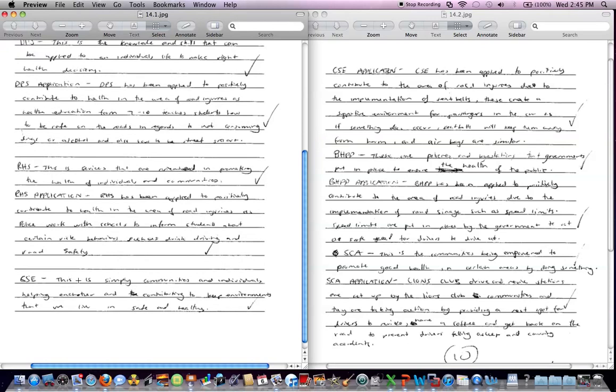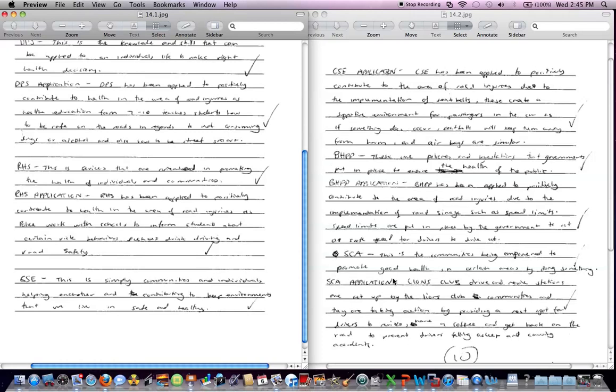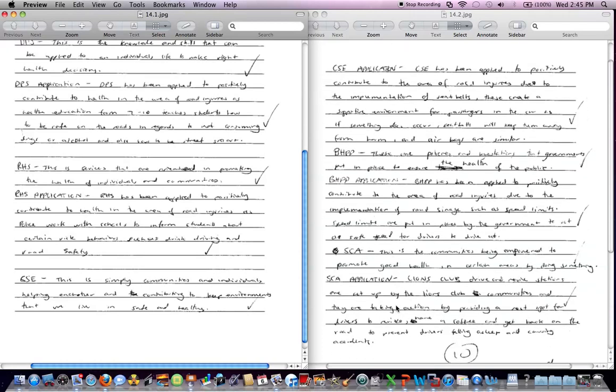Application. Create supportive environments. This is simply communities and individuals helping each other and contributing to keep the environment that they live in safe and healthy. We go across the other page here. Create supportive environments application. It has been applied to contribute to the area of road injuries due to the implementation of seat belts. These create a supportive environment for passengers in the car. Sometimes an accident does occur. If something does occur, seat belts will keep them safe from harm. Airbags are also similar.